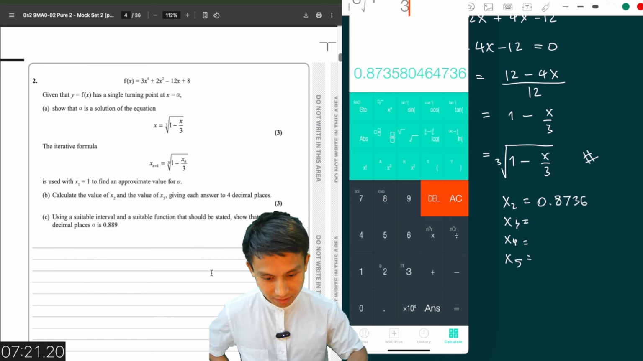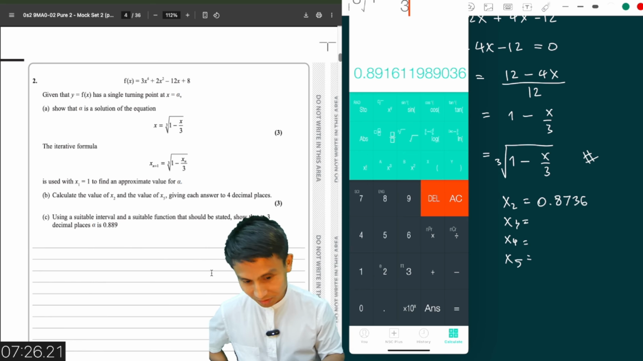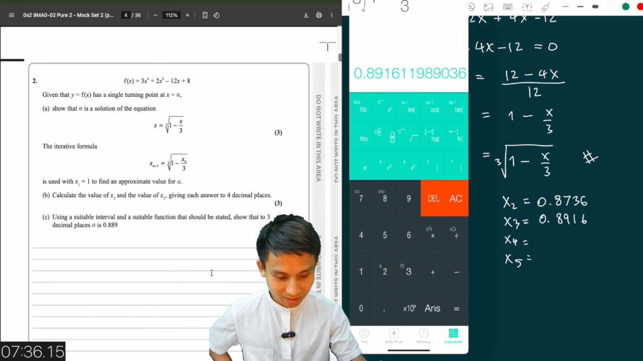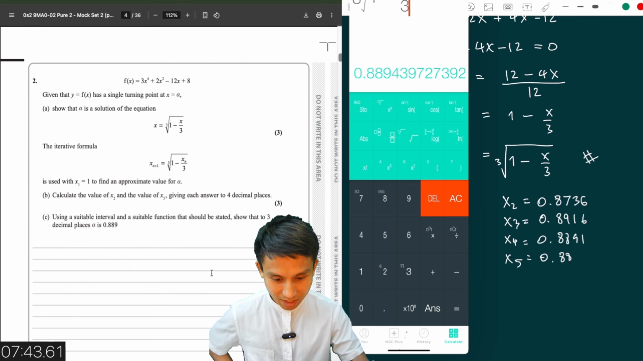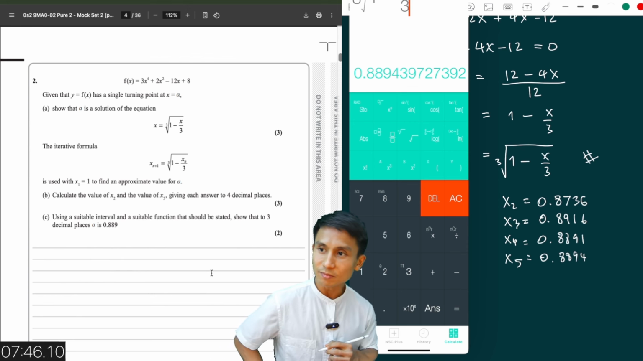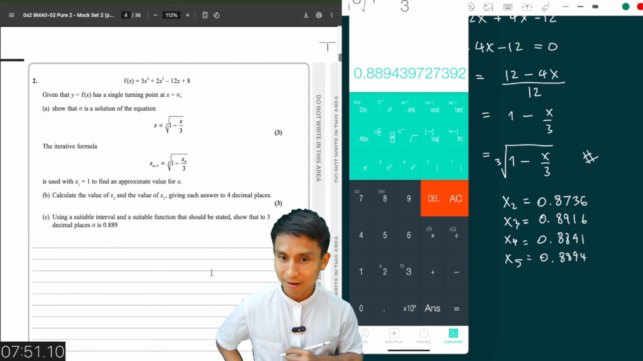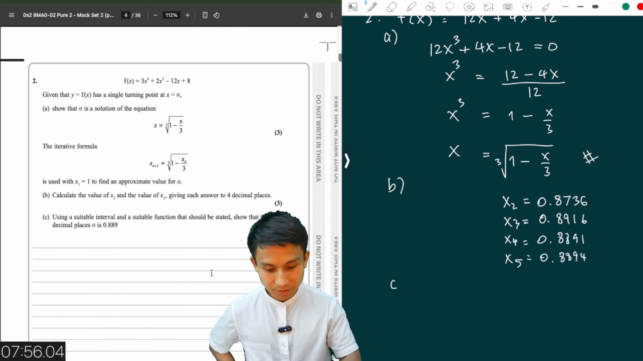And then I just had to enter once to make it store, and now enter again to make it do the next one. So this is actually x3, 0.8916. Do it again, 0.8891. Do it again, 0.8894. Okay, so that was all it is until x5. All right, so I'm going to keep that first. And then that's part B done.